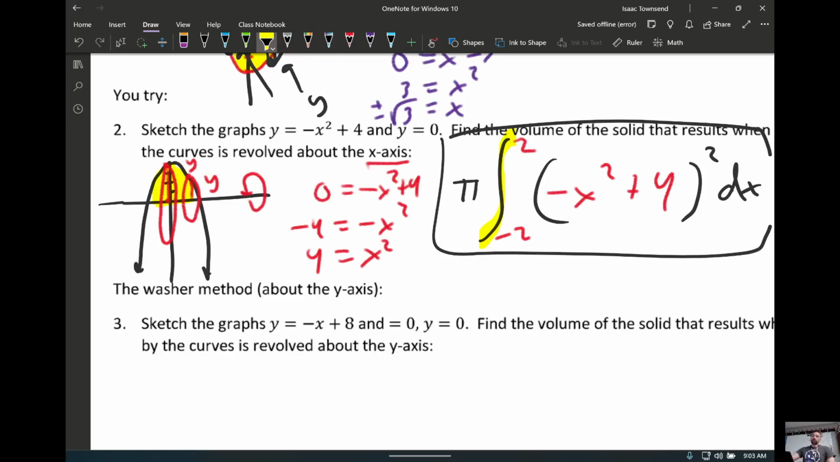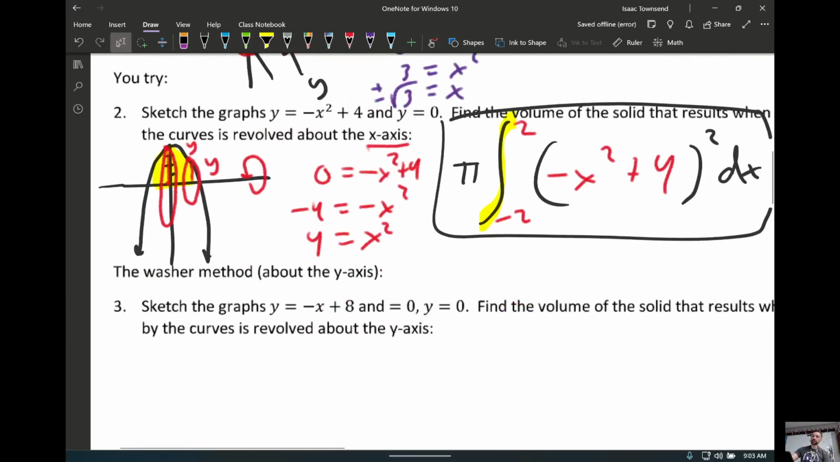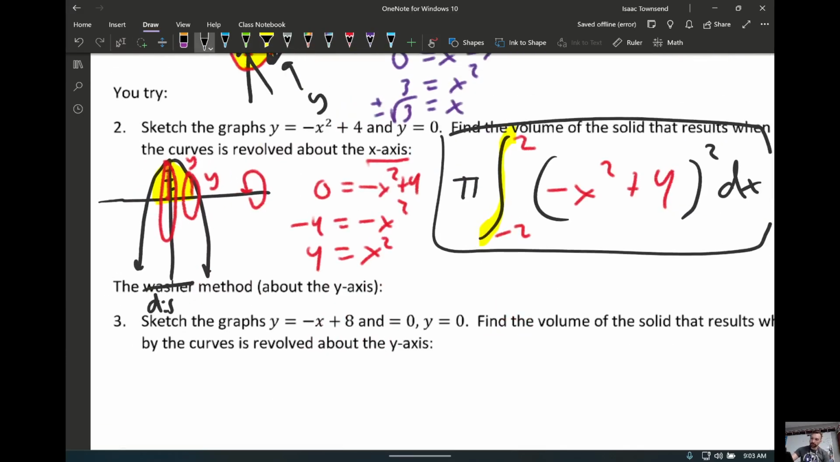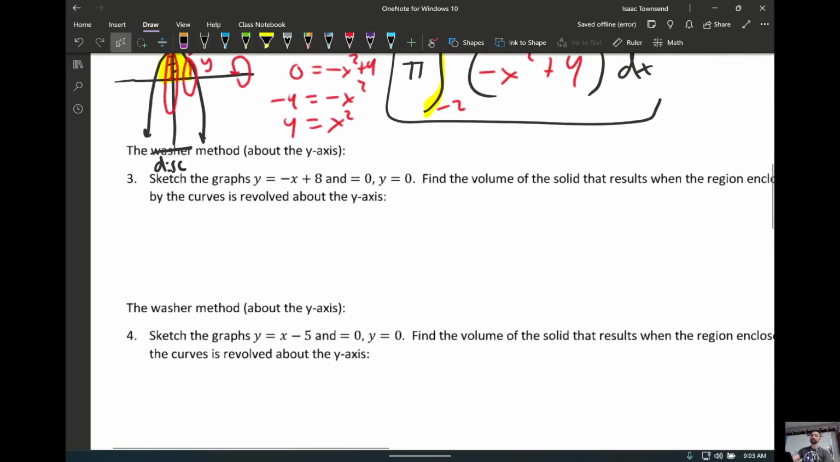Okay, honestly, I think you could probably make some pretty good guesses. Oh, I'm sorry, this is also a typo. This front page is all about the disk method, not the washer method. The back page is on the washer method.